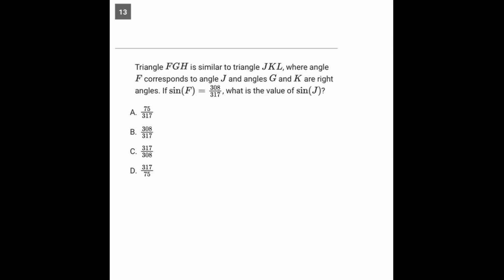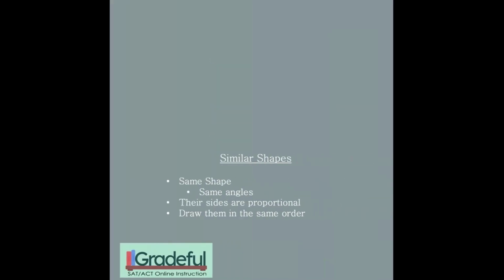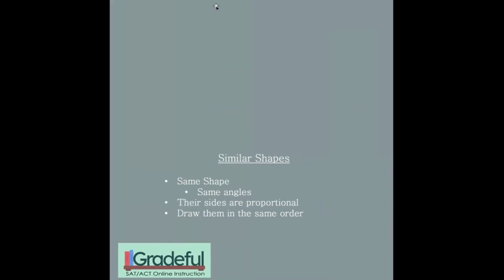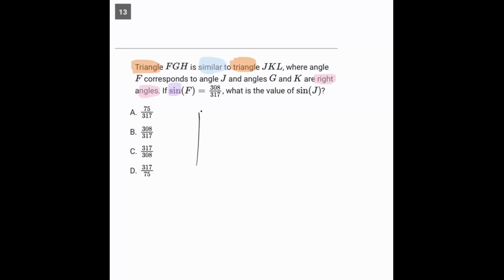Going to question 13, here we have two triangles. They're said to be similar to one another. They're right triangles, and there's some trigonometry involved. So first, let's talk about similar shapes. Similar shapes have the same shape as each other, which means they have the same angles. Their sides are proportional, and when you draw them, you should draw them in the same order according to their naming. So let's start with that part.